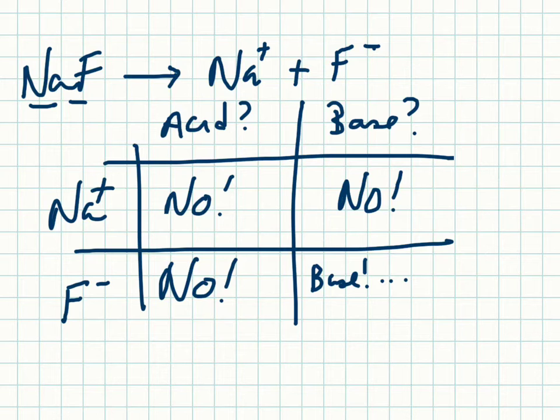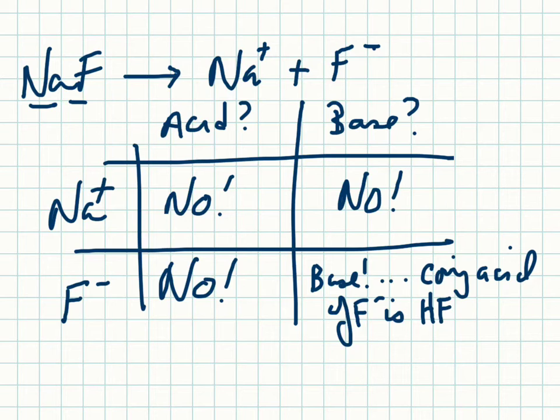To determine that, we're going to look at its conjugate acid. The conjugate acid of fluoride is HF. Now, this acid, HF, if it's a strong acid, then the fluoride ion would be such a weak conjugate base that it wouldn't affect pH. On the other hand, if the HF is weak, then the fluoride ion would itself also be a weak base and would cause the pH to be basic.